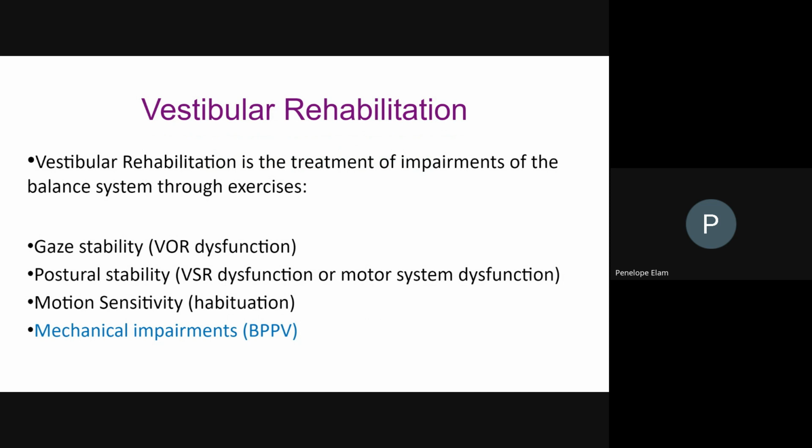Vestibular rehab is really the treatment of impairments of the balance system or the vestibular system through exercises. We have three main categories plus BPPV. We have gaze stability, which looks more at VOR function. We have postural stability exercises, which look a little more at vestibular spinal tract dysfunction or motor system dysfunction, so we're looking more at balance aspects. And then we have a motion sensitivity or habituation component, which helps to minimize their sensitivity to the movements that make them feel dizzy. The fourth category, as I mentioned, is mechanical impairments, which is BPPV. We've already talked about those and practiced them in lab, so we're not going to spend time on those today.